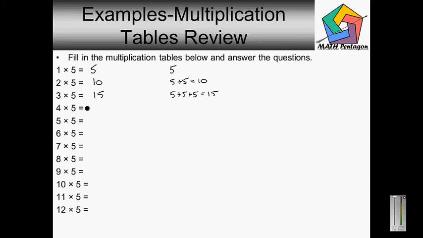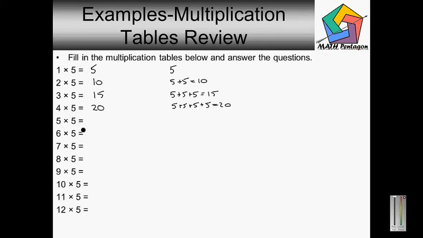Here we have 4 groups of 5. That's going to give us 4 times 5 is 20. And as you can see, 5 plus 5 plus 5 plus 5 is going to give us 20. And as you can see, the addition is taking longer. The multiplication is more quick and simple.